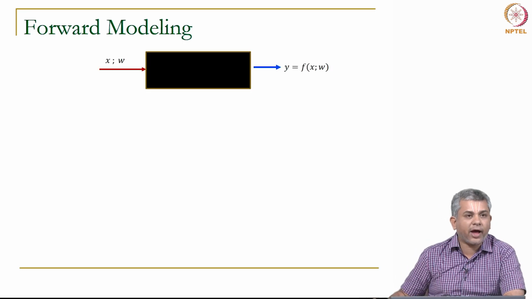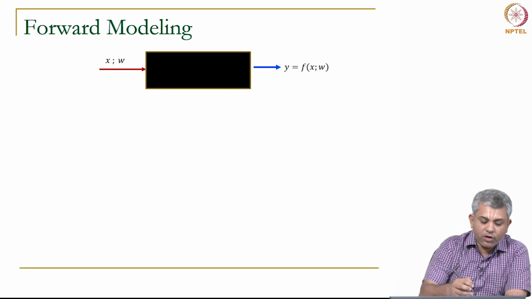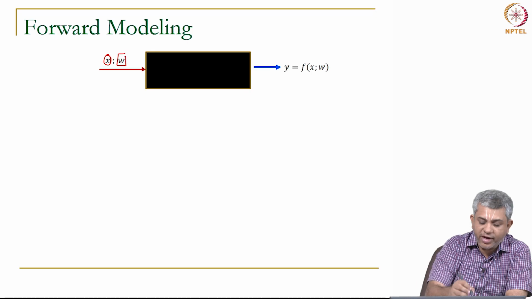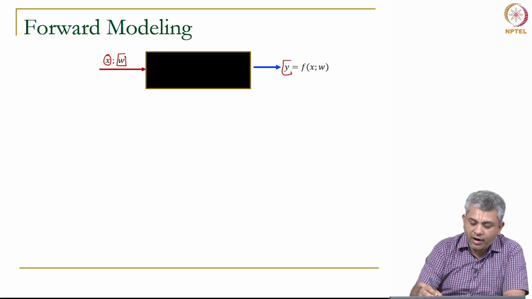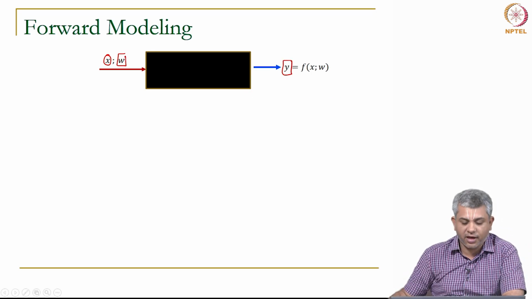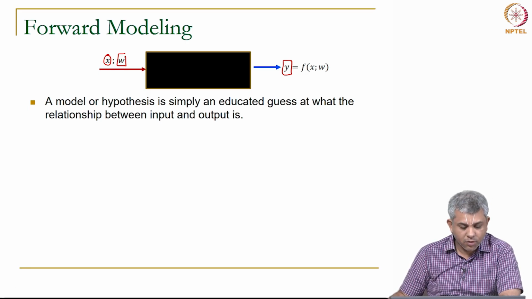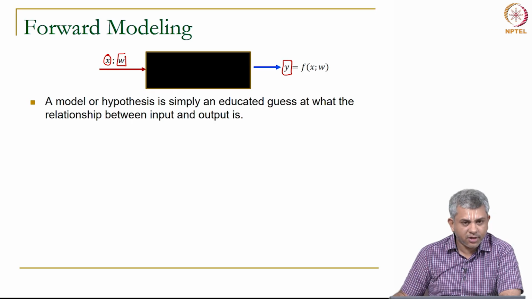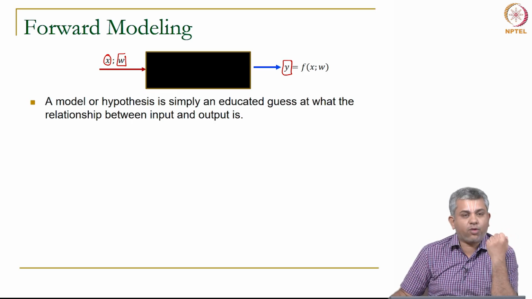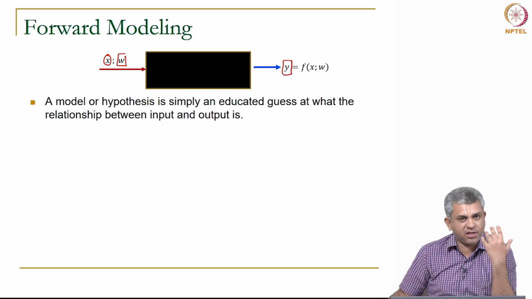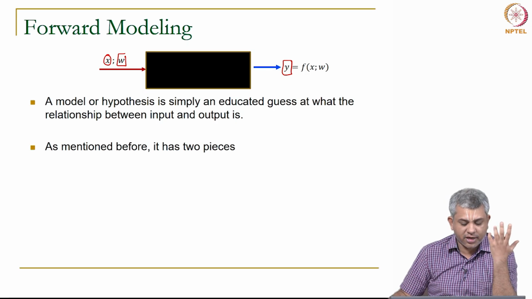So, let us say you have a process of this sort. You give x, you also have to give the weights, and what comes out is y is f of x semicolon w. So, a model or a hypothesis, as we discussed in the previous slide, is simply an educated guess at what the relationship between the input and the output is. In some cases it is kind of obvious, in some cases it is not.